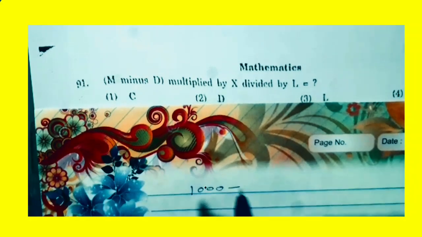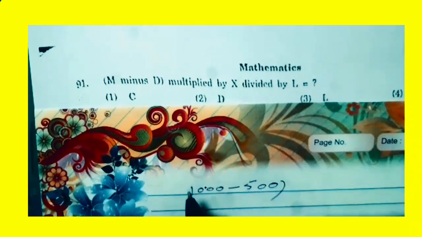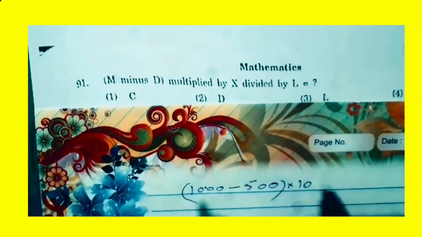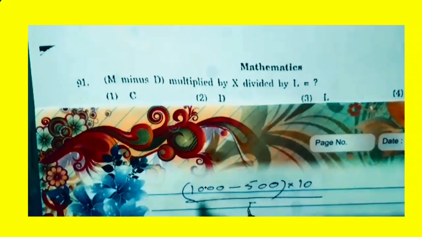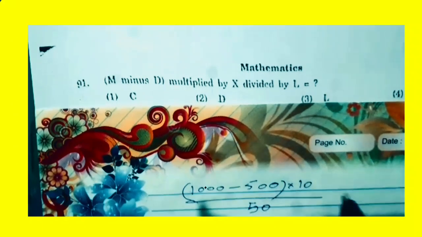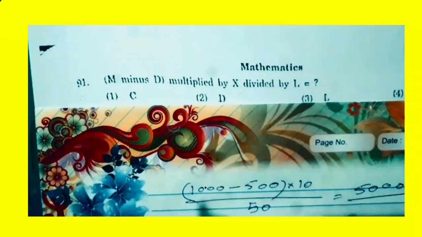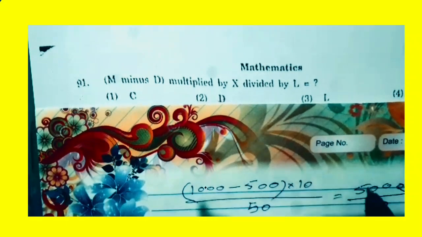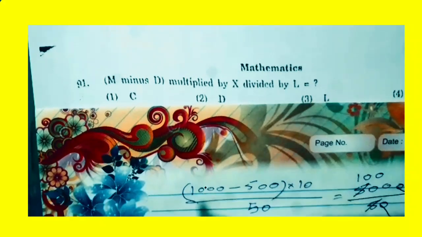If the number is 1000 minus D 500, multiply 10, divided by L 50 500. Multiply by 10 is 5000 upon 50, cancel 5 times 1 is 5, 100. That is C, our answer.